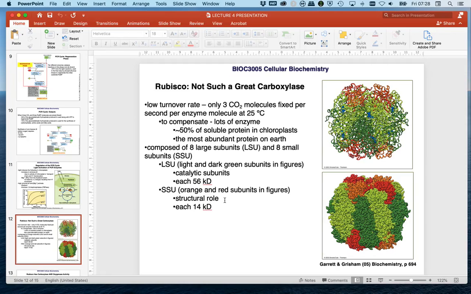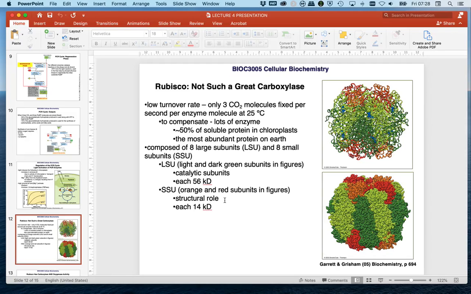In addition to that, Rubisco is the most abundant protein on Earth. There's about 40 million tons of Rubisco on Earth. That works out to be about 5 kilograms of Rubisco for every person on Earth. So just to put that in perspective, that's a lot of enzyme, right?